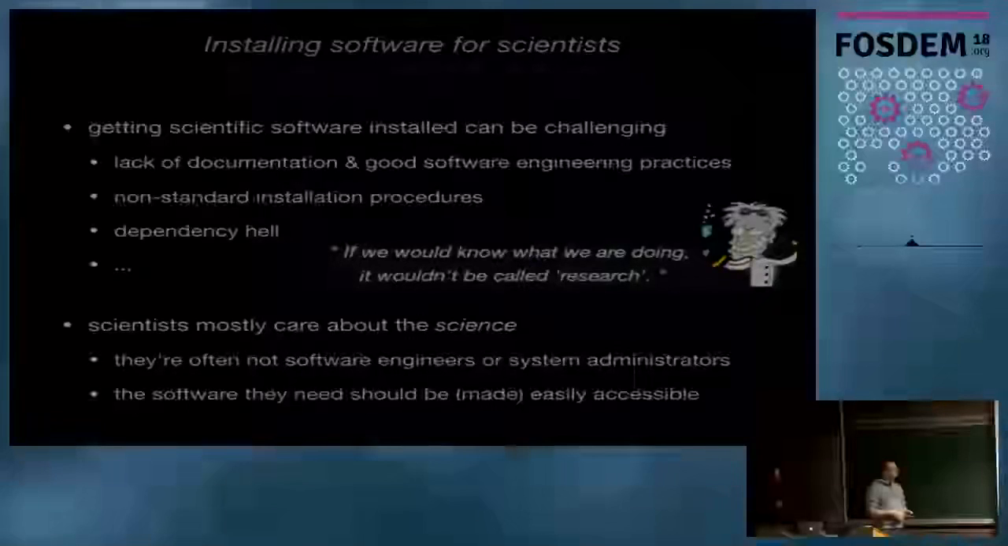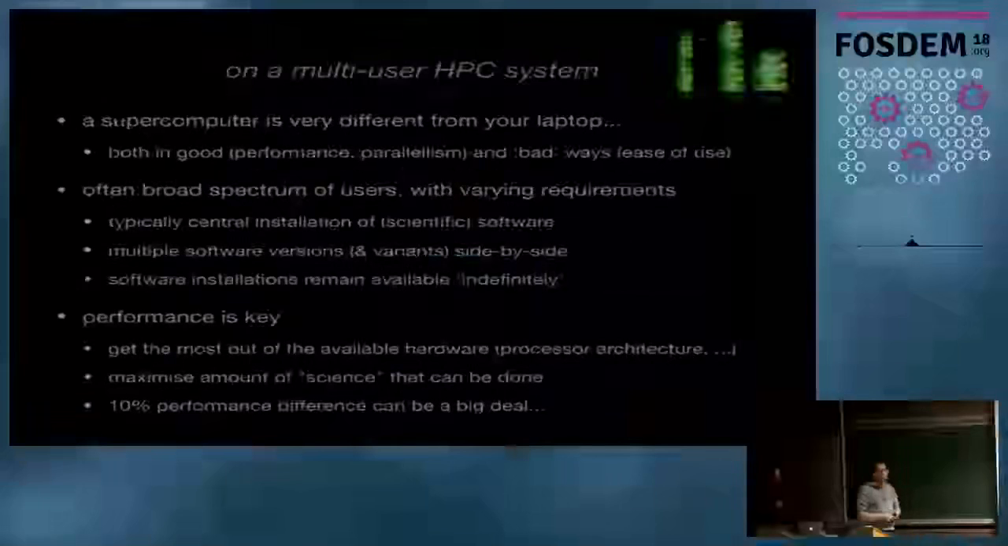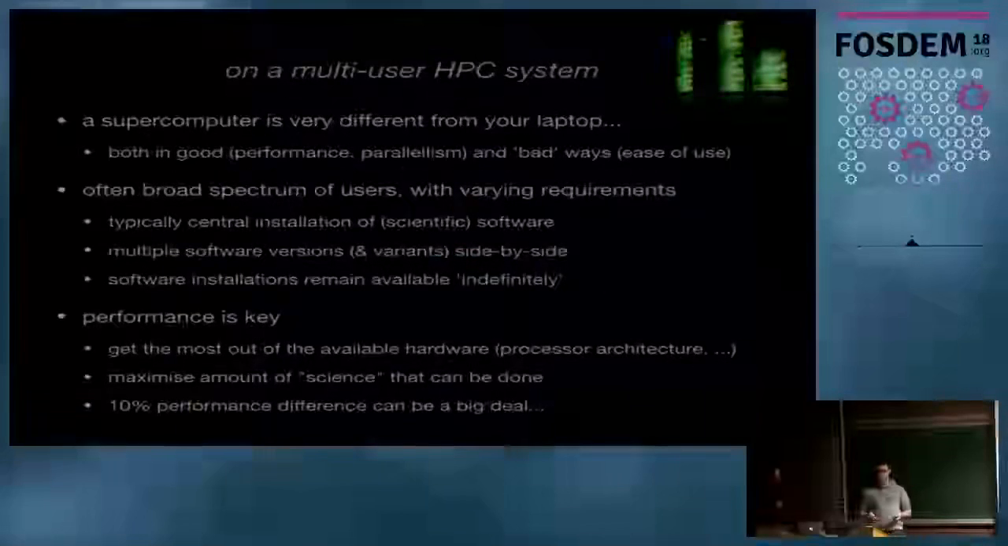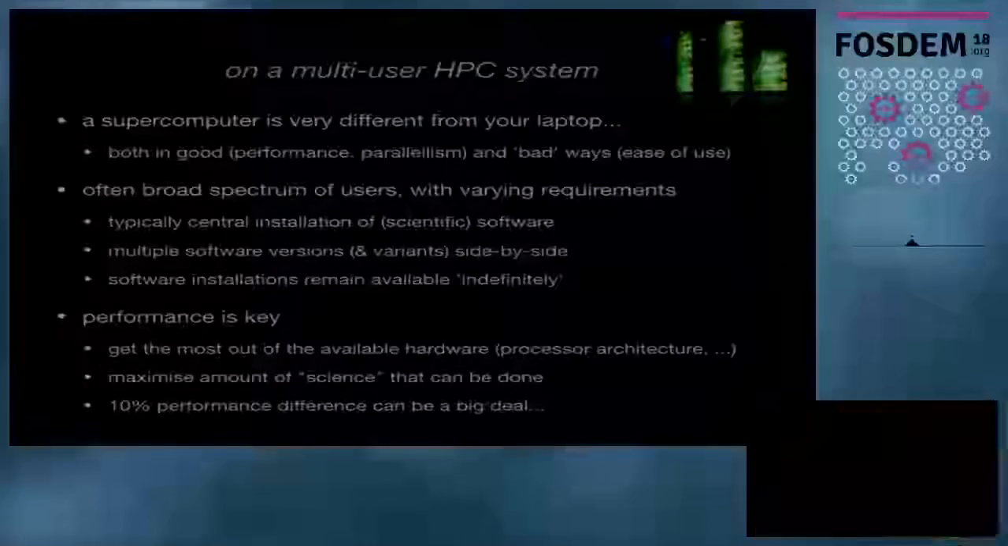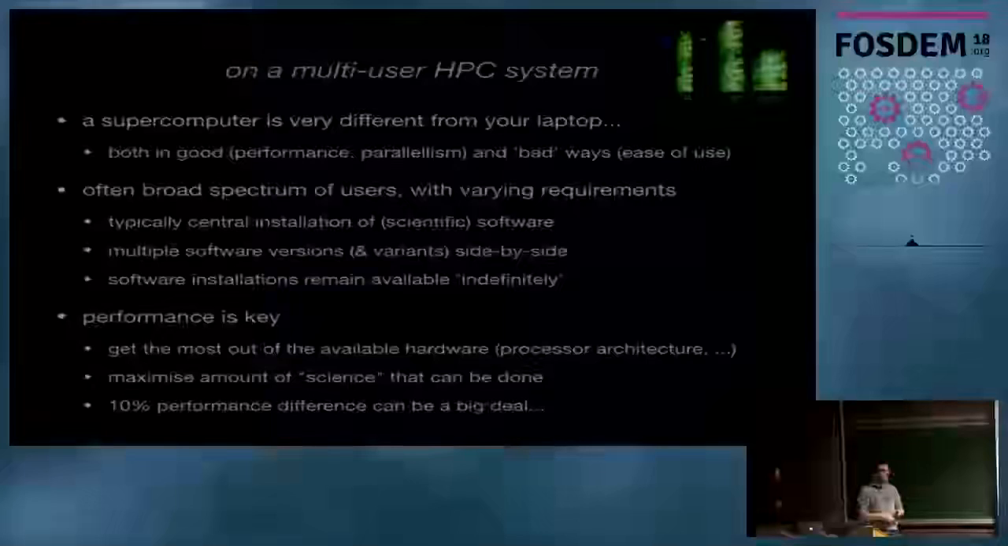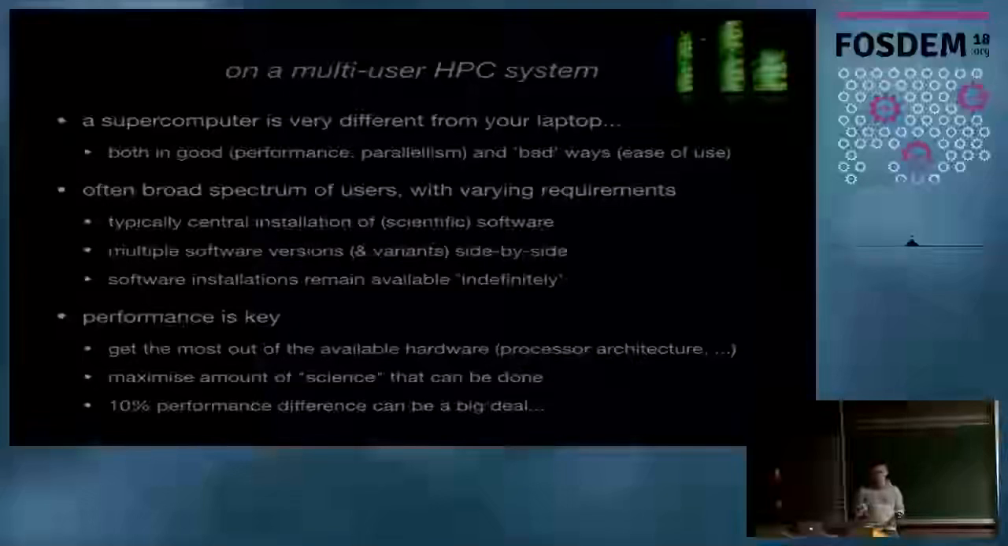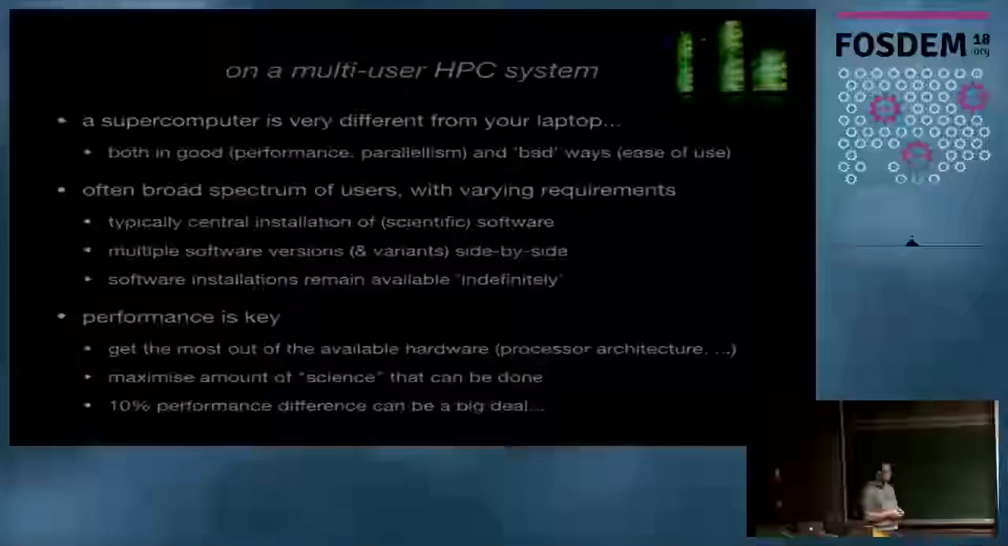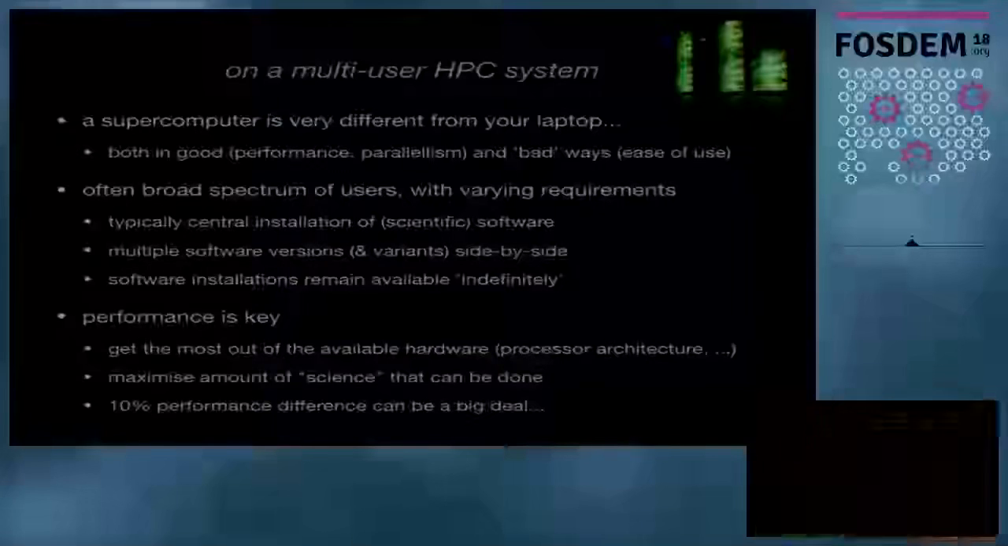The supercomputing aspect: these multi-user high-performance computing systems are very different from a normal laptop in several ways, both in good and in bad ways. Of course, the main thing about supercomputers is that you get a lot of performance, a lot of parallelism out of these things. They can do a lot at the same time. But also in bad ways, they are very different. They're not that easy to use, especially for scientists, most of whom have never seen a terminal up close. And then you give them this black window with only letters and you tell them you don't need your mouse anymore. People get confused.